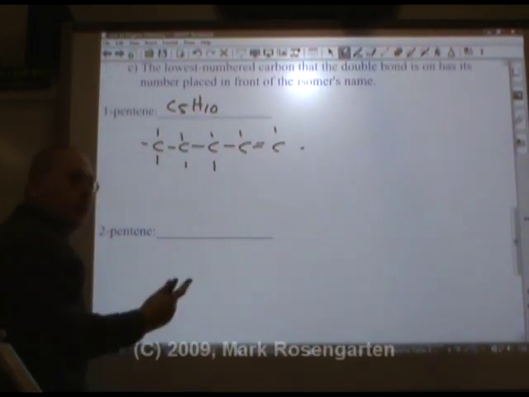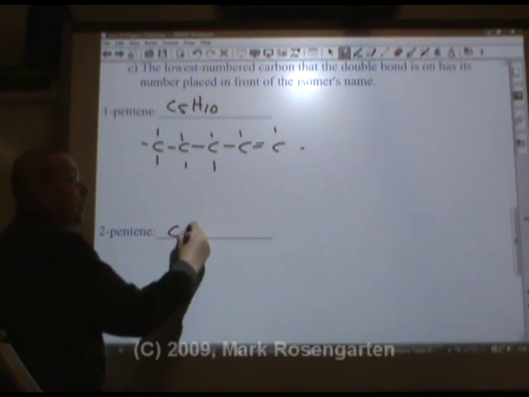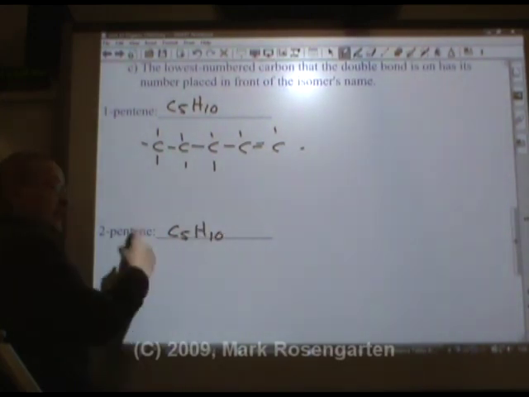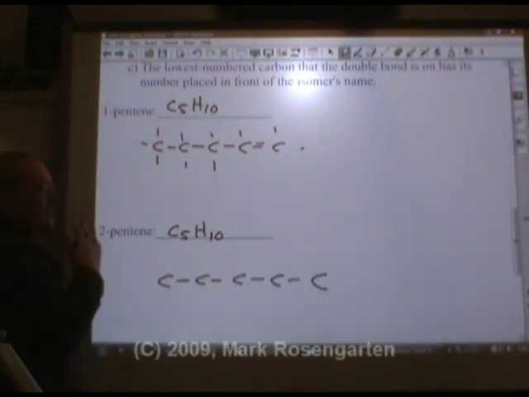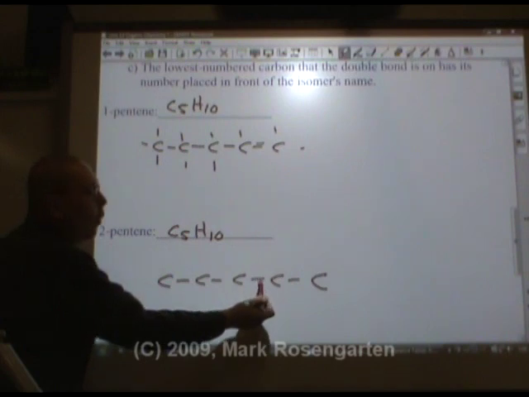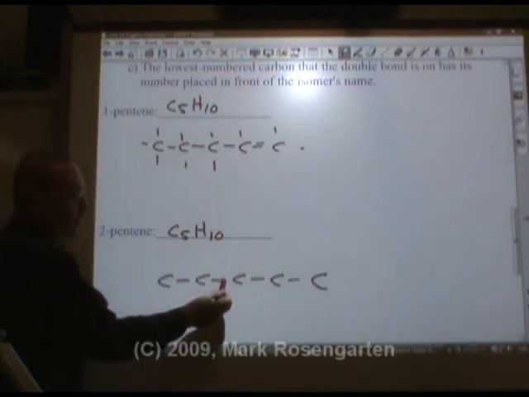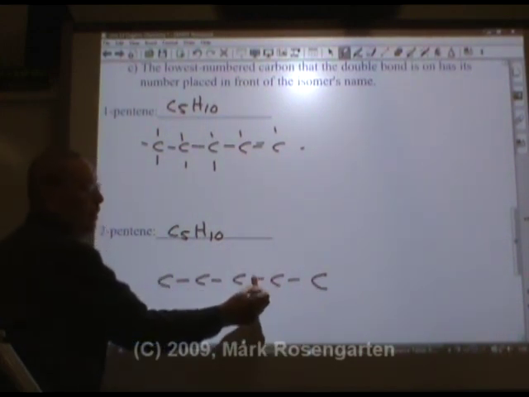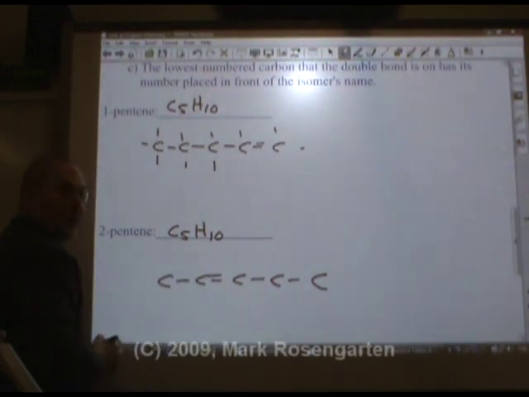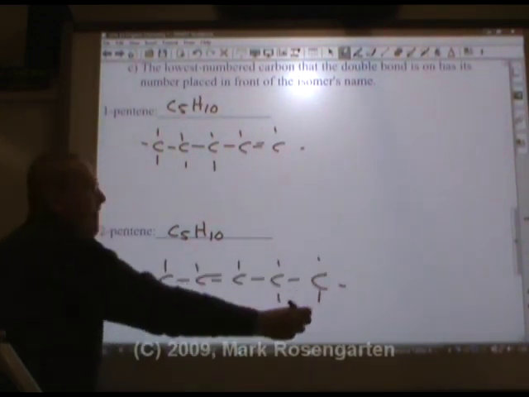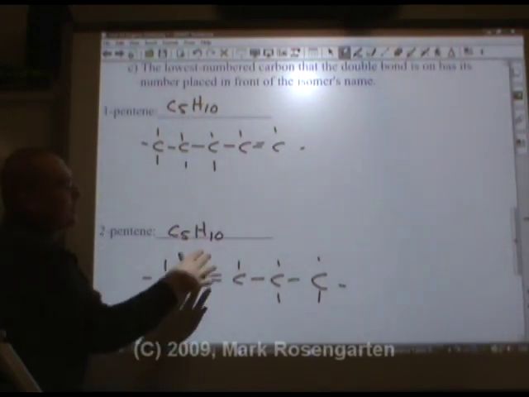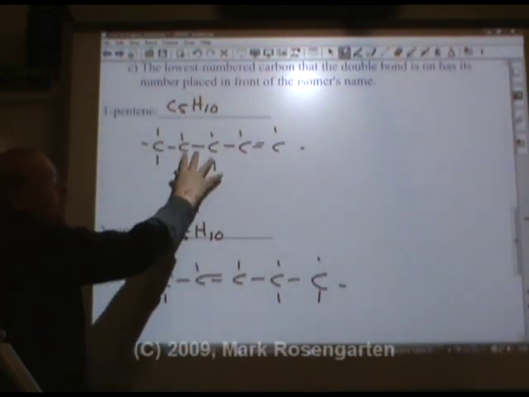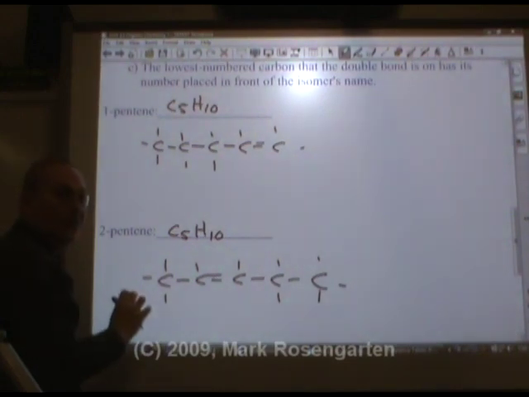C5H10. So what about 2-pentene? Well, it's still going to be C5H10 because pent is pent. But now, the double bond is on the second carbon in from the end. That means it could either be here or it could be here. 1, 2, there's a double bond, or 1, 2, there's the double bond. I'll throw it there, why not? And there we have 2-pentene. Isomers of each other. Same molecular formula, but their structural formulas are different.